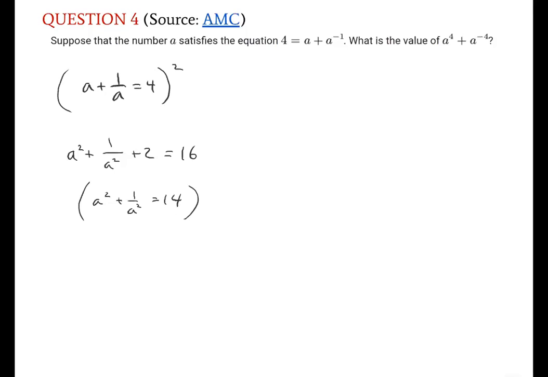Now we can square this thing again. We just do the same thing as we did before. And we'll find that a to the power of 4 plus 1 over a to the power of 4 plus 2 is equal to 14 squared. That's 196. And you just have to move the 2 to the other side, and you'll get your answer, 194.